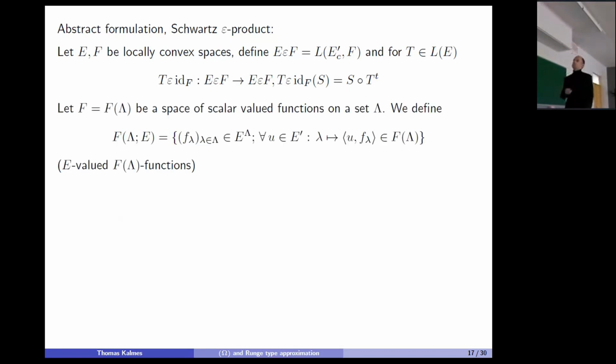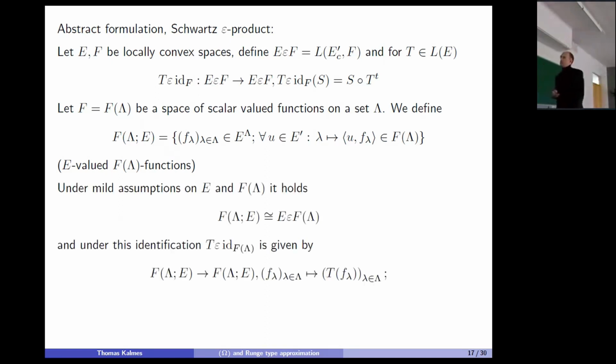So what does this have to do with parameter dependence? If our space F is a space of scalar valued functions on some set lambda, we may define the E valued analog, which is the space of mappings from lambda to E with the property that for every element of the dual space, composed with this mapping, it is contained in the scalar valued function space F lambda. And this is a good candidate for the E valued version of the scalar valued function space F lambda.